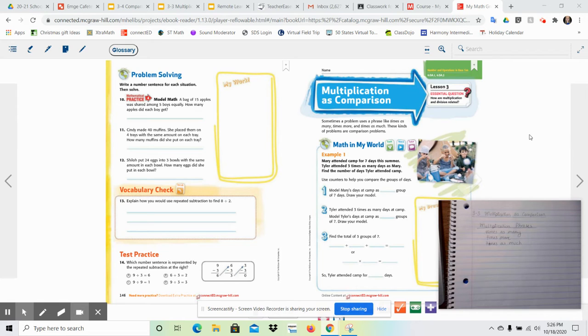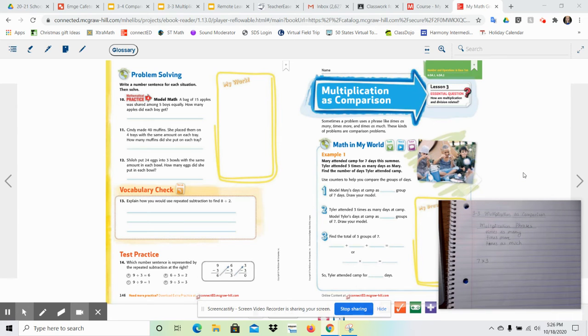So if we look at our first example, it says Mary attended camp for 7 days this summer. Tyler attended camp 3 times as many days as Mary. Find the number of days Tyler attended camp. So if Mary attended camp for 7 days, but Tyler did 3 times that many, that means we're going to take the 7 and we're going to multiply it by 3.